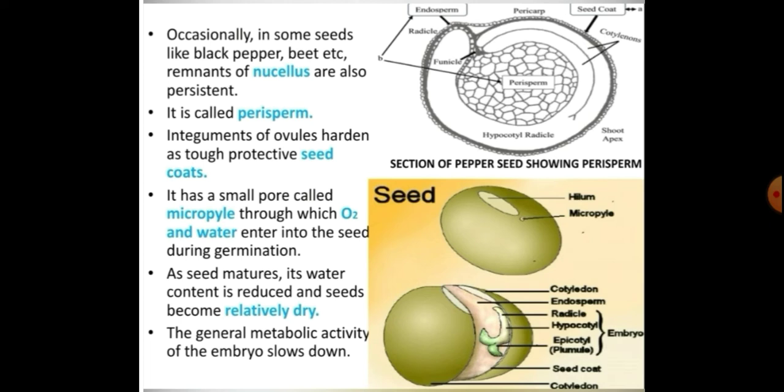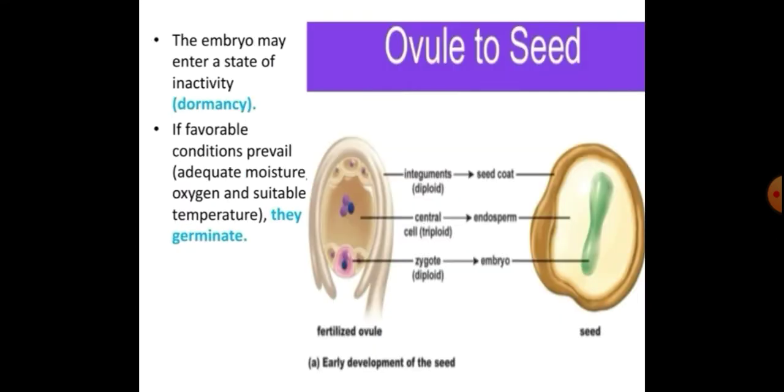Now what happens is as the seed becomes more and more mature, the water content in it becomes less. Then it will become relatively dry, and the general metabolic activity of the embryo will slow down inside the seed. As there is a reduction in the water, the metabolic activity slows down. So the embryo may also enter a state of complete dormancy, or inactivity. That means it does not show any activity, and such a stage is called dormancy.